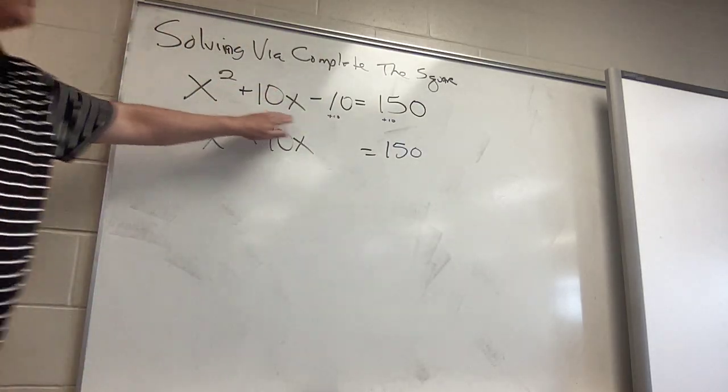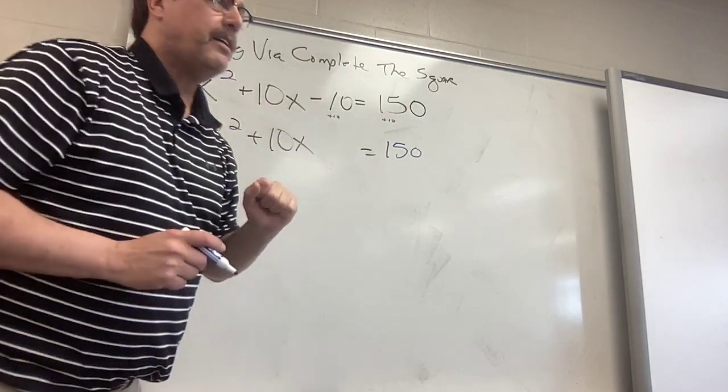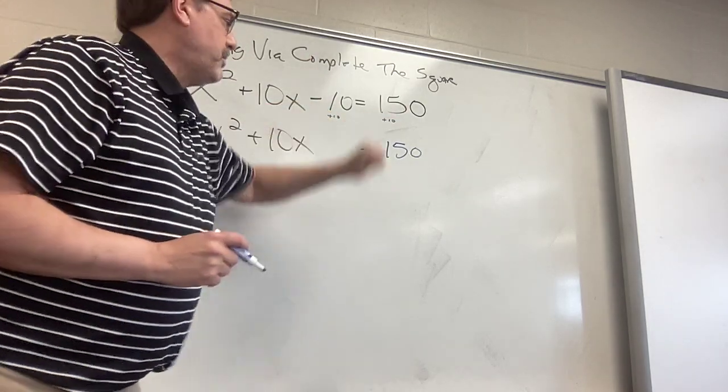The original problem says x squared plus 10x minus 10 equals 150. Move it is add 10 to both sides.